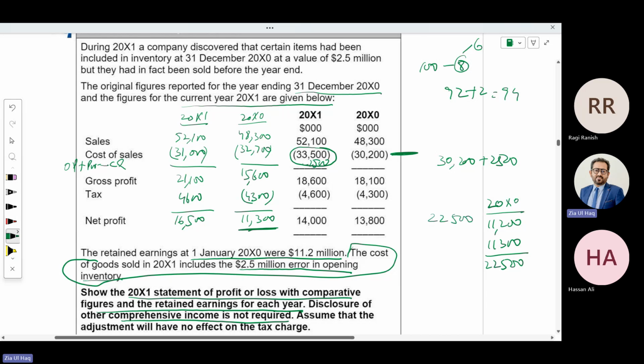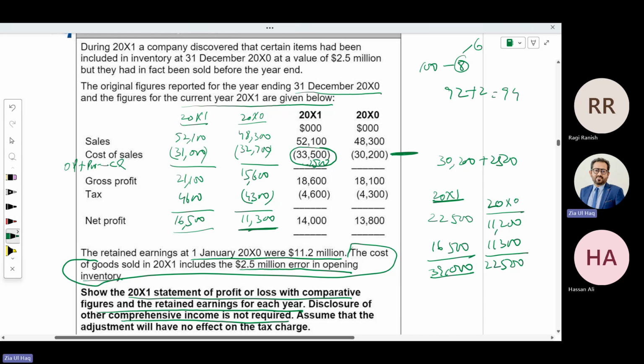Correct it, correct it. In that, what profit we need to add? 16,500. So what is the closing retained earning for 20x1? 39,000. So as per correct rate, we have adjusted the retained earning. And this should be the correct retained earning.